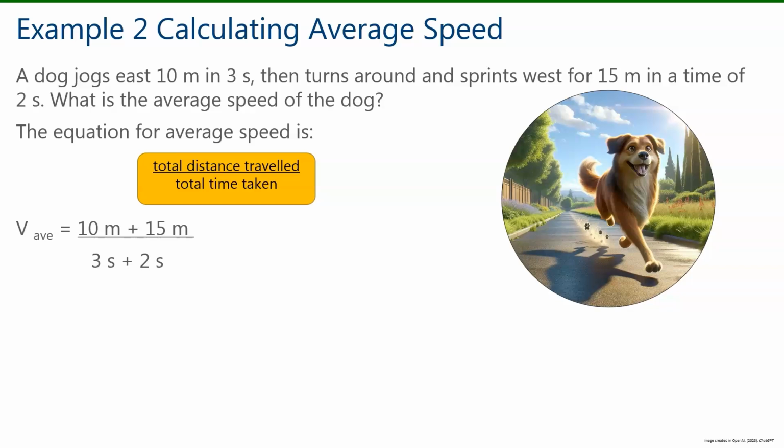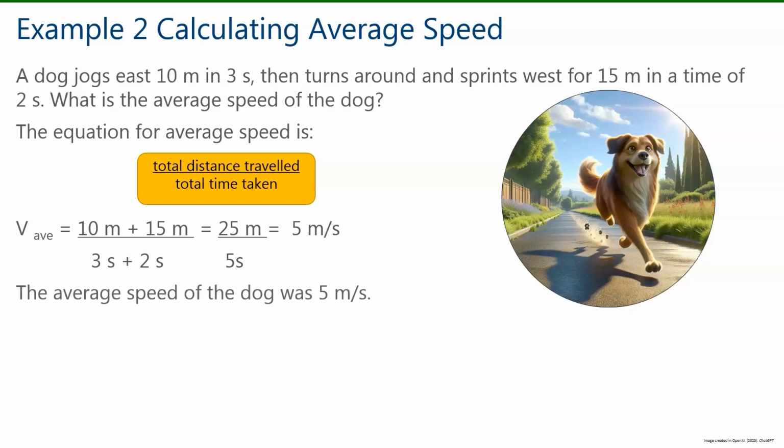We have a distance of 10 meters plus a distance of 15 meters divided by a time of 3 seconds plus a time of 2 seconds. This gives us 25 meters divided by 5 seconds. And when we divide that, we get 5 meters per second. And we were careful with our significant digits. The average speed of the dog was 5 meters per second.